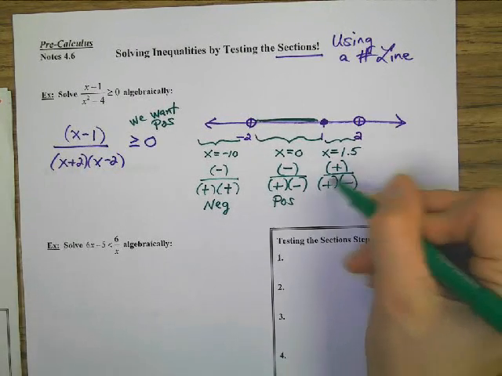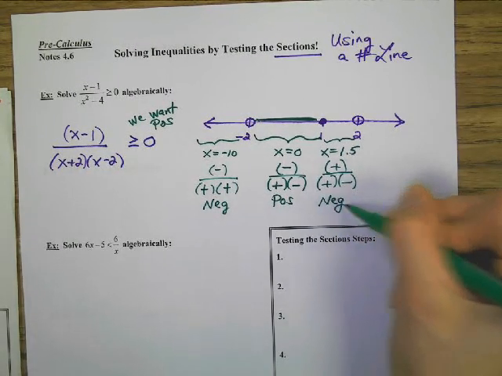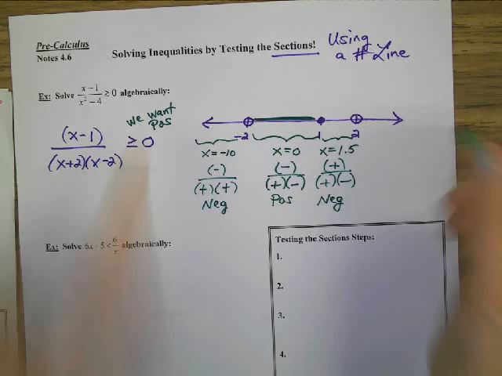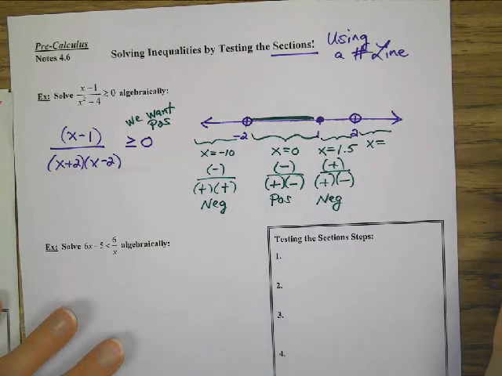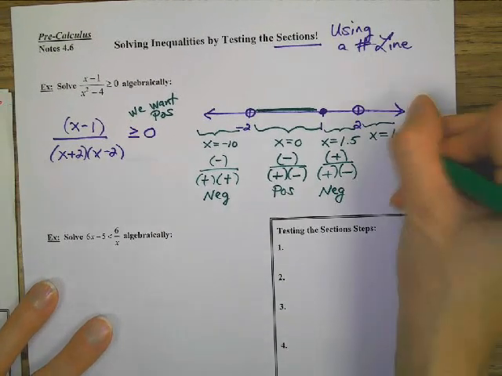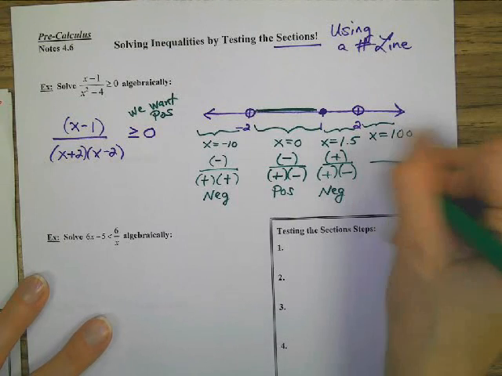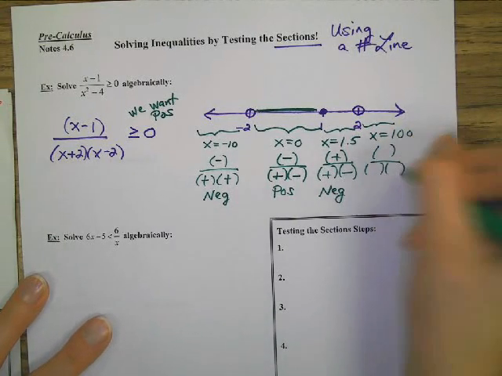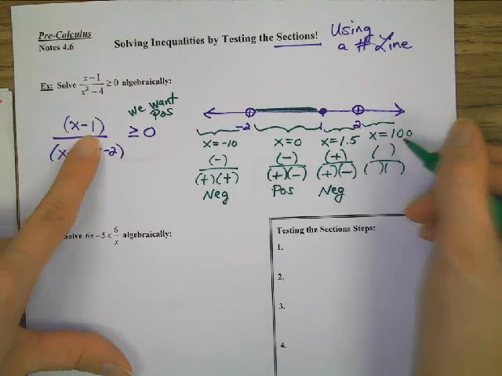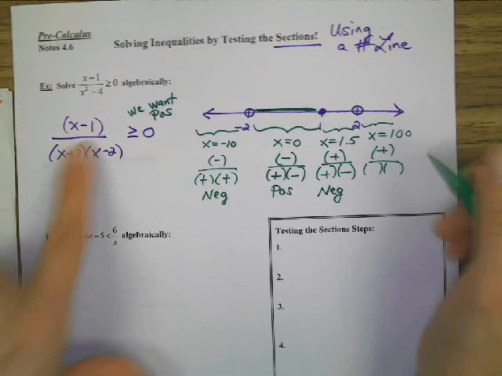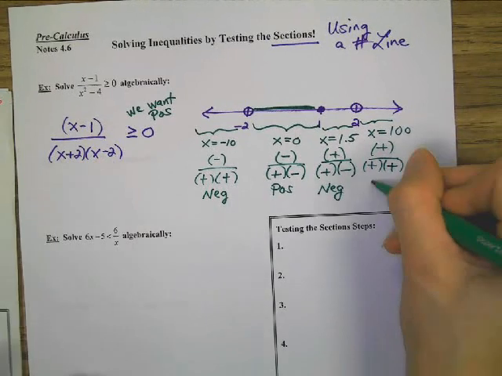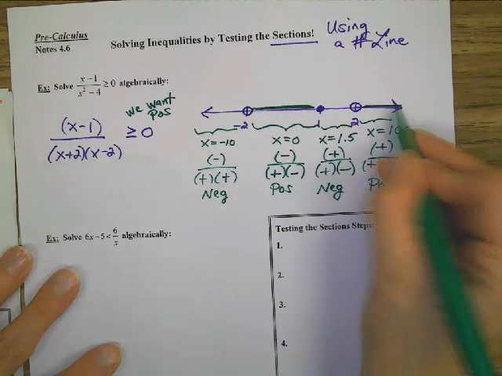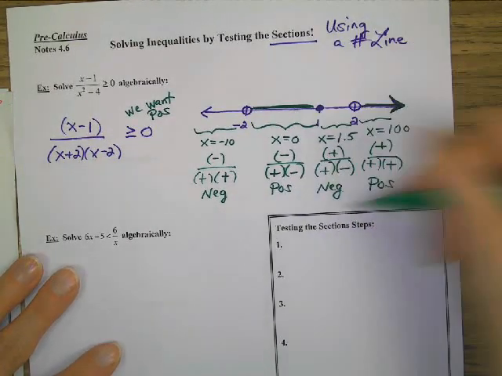This last section right here, I'm going to test a value more than 2. I'm going to test 100. Why am I going so big? Sometimes it's just a little more obvious when you're calculating numbers. 100 minus 1 is definitely positive. 100 plus 2 is positive. 100 minus 2 is positive. So this section is positive, and that's what we want. All of this stuff right here, this is all of the work. But we have to officially write down the answer.